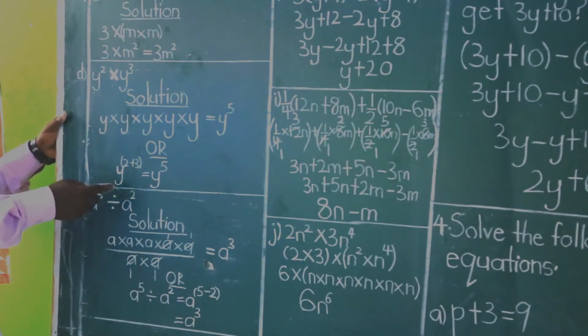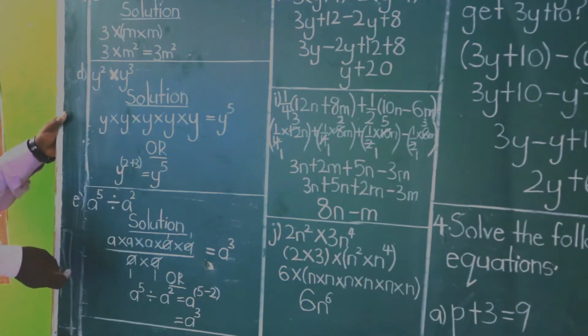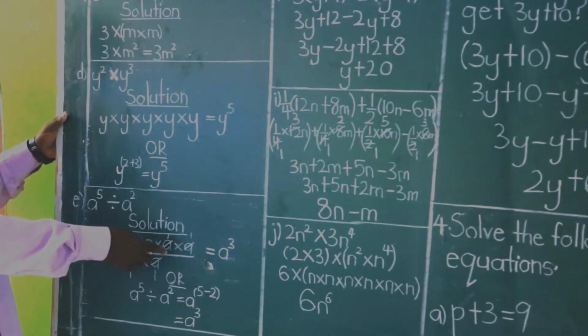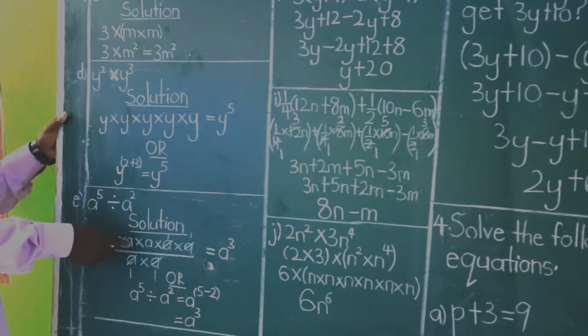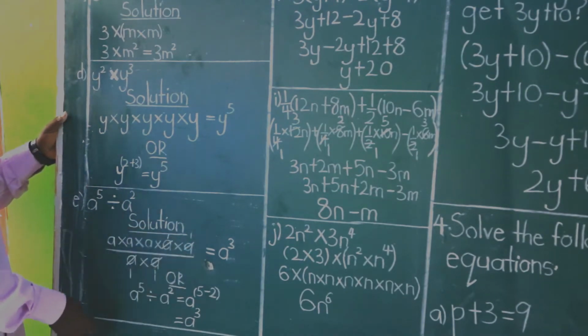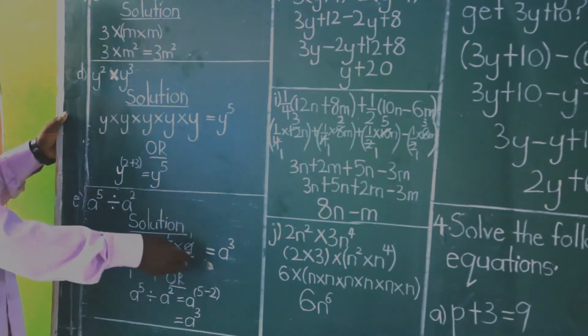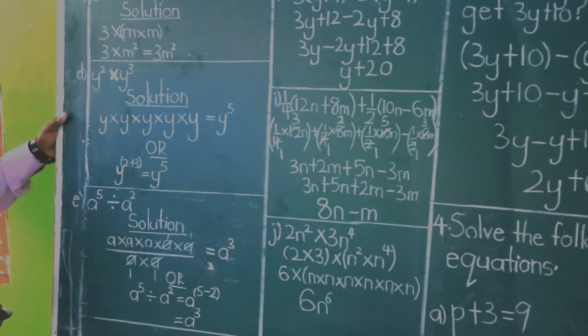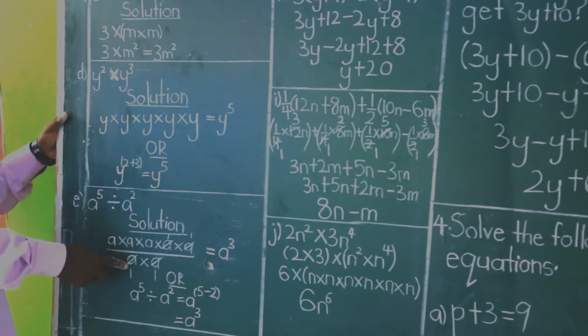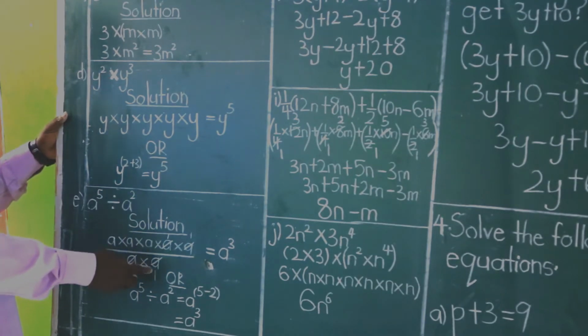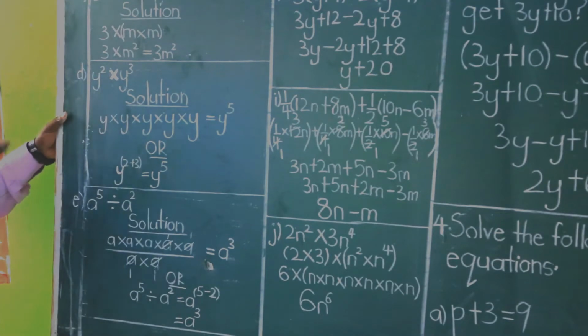So we start with a index 5, and ensure we write 5 times those a's. That is a times a times a times a times a. Ensure they are 5. Count them and see: 1, 2, 3, 4, 5. Then divide by a squared, which is expanded twice, that is a times a. 1, 2. So the a's are supposed to be 2.